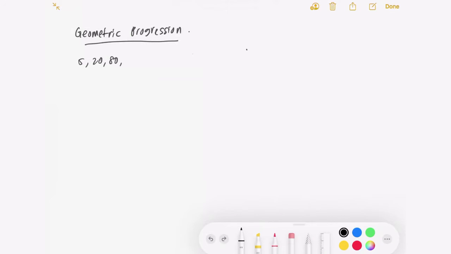So let's talk about the idea of geometric progression. We're going to start with a simple example. Unlike arithmetic, where you have a constant difference, in geometric progression you have a constant ratio. So let's say I give you a simple number sequence like 5, 20, 80, 160, 320, and so on.